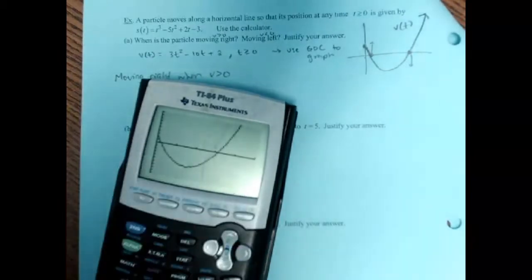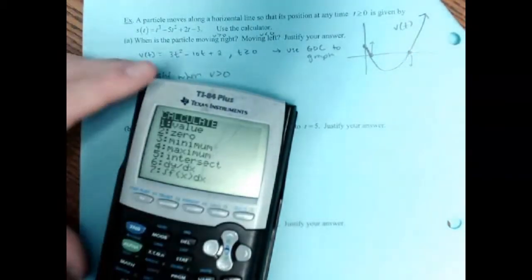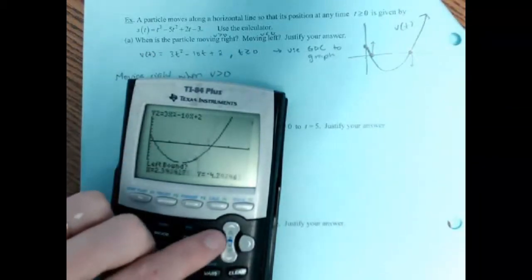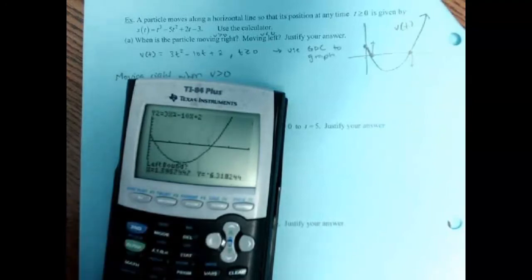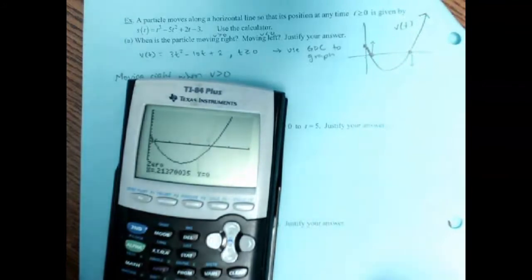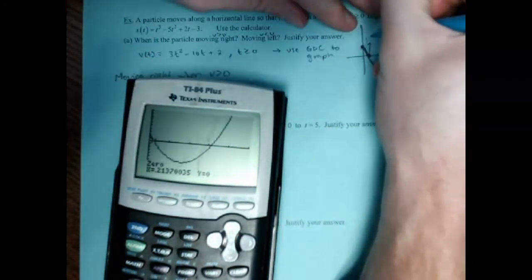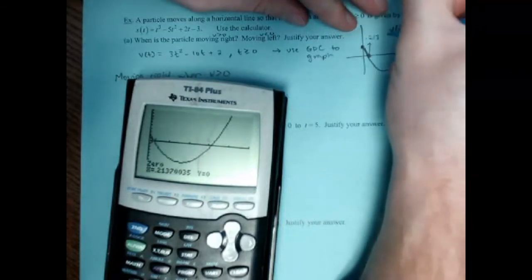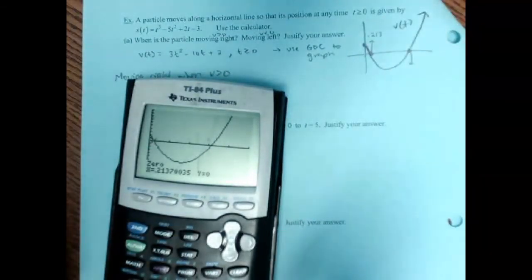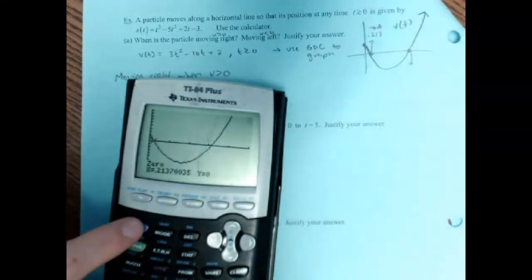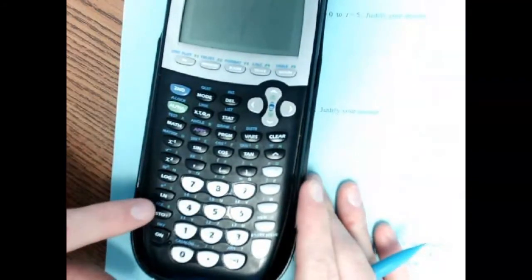Let's go back to the graph. Second, trace. And we need the x-intercept, so 2. Let's do the first one first. Left bound, right bound, guess. Here we go. So we got this as 0.21, I'm going to say 0.213. You can either round or you can truncate. I'm just going to say 0.213. And then I'm going to actually store that value. So I want to make sure that I quit out of the graph. Then I'm going to hit X, and then store, which is right above the on, STO, then alpha A.